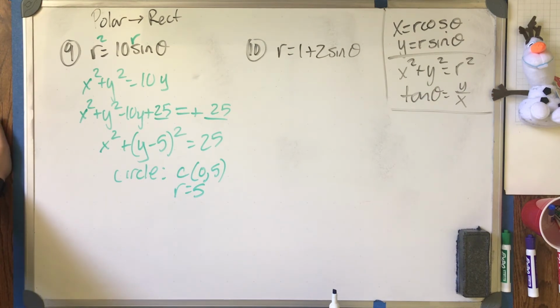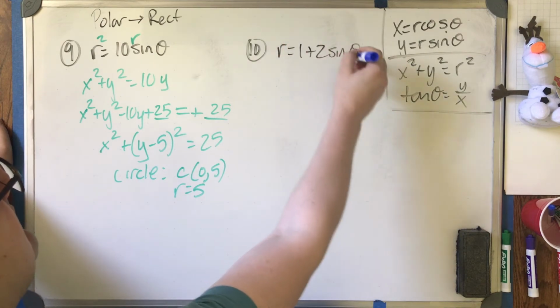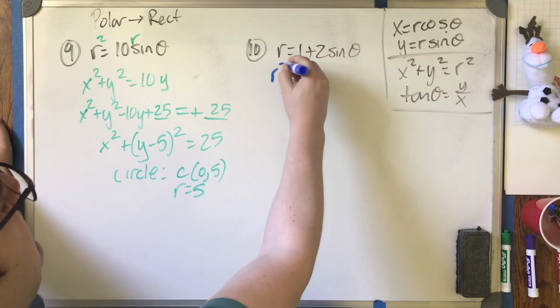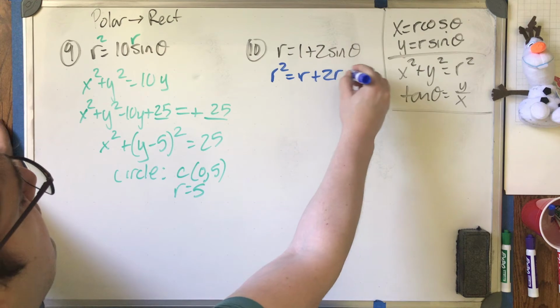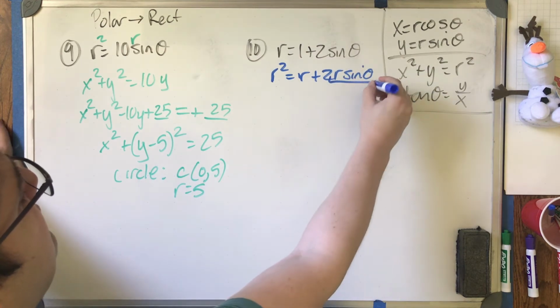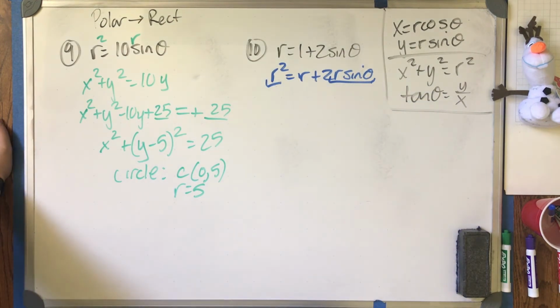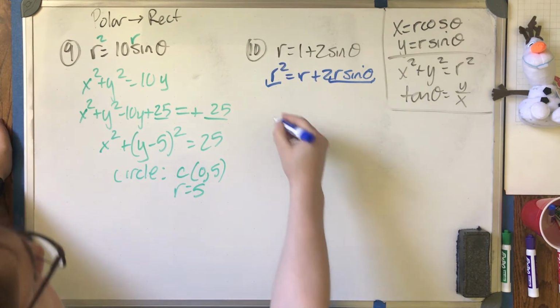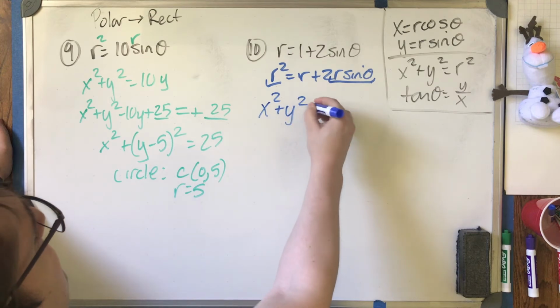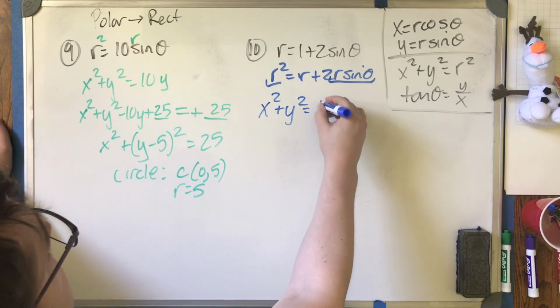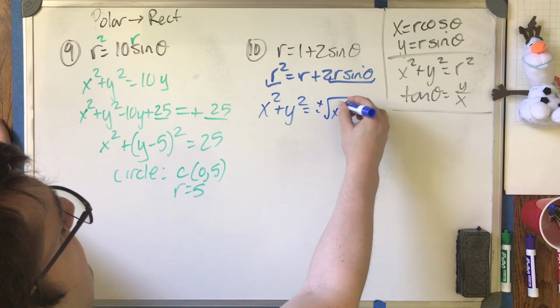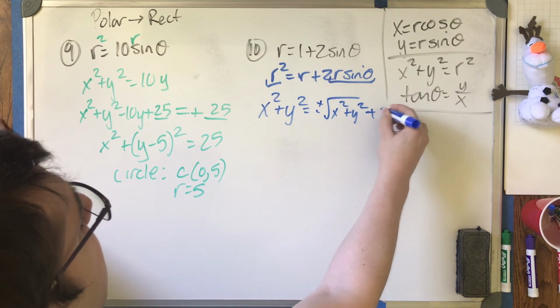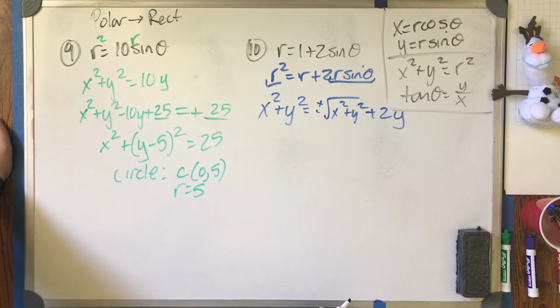10's annoying because it's not going to work out nicely for us no matter what. So I need to basically multiply everything by r. So I'm going to get r squared equals r plus 2r sine theta. So that's going to allow me to replace these guys, but I'm still going to have this extra r here, which we can do with plus or minus, which is basically our only solution here. So I'm going to have a plus or minus the square root of x squared plus y squared plus a 2y. And that's just about the best that we're going to be able to do, I think.